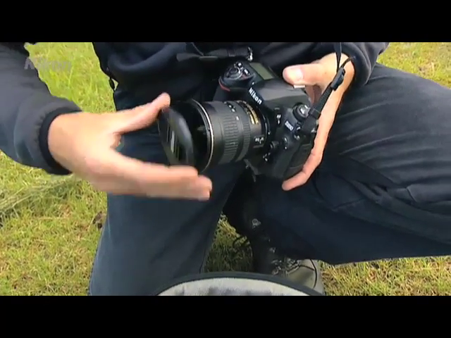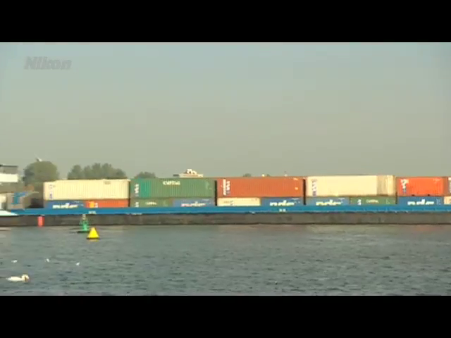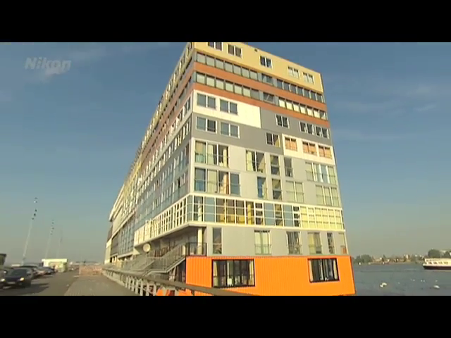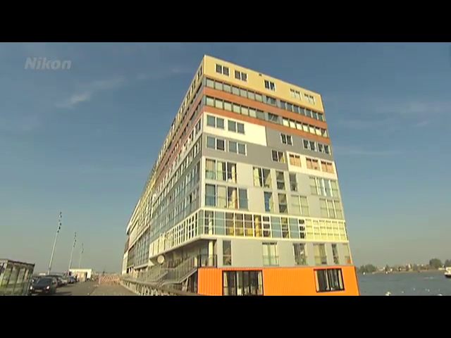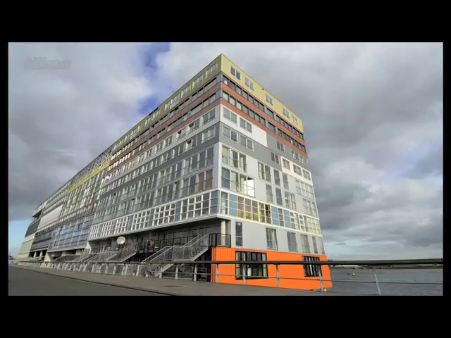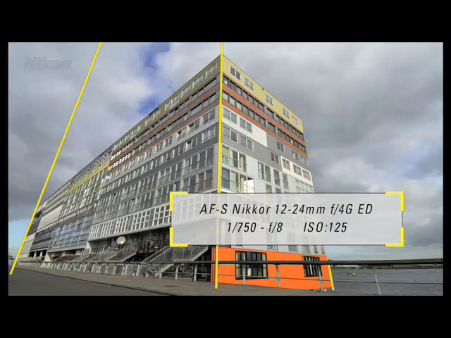The first example is a building in Amsterdam where the architects were clearly inspired by the container ships that travel through this part of the city. If you stand close, you have to point the camera up to get the whole building in the picture, and you get perspective distortion, also called converging verticals. The building seems to be falling away from you.